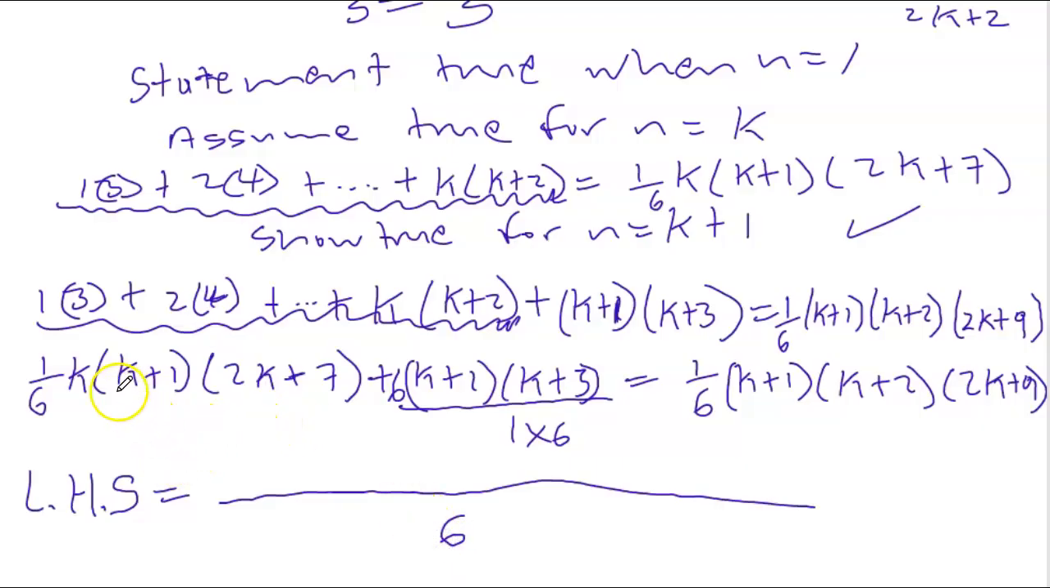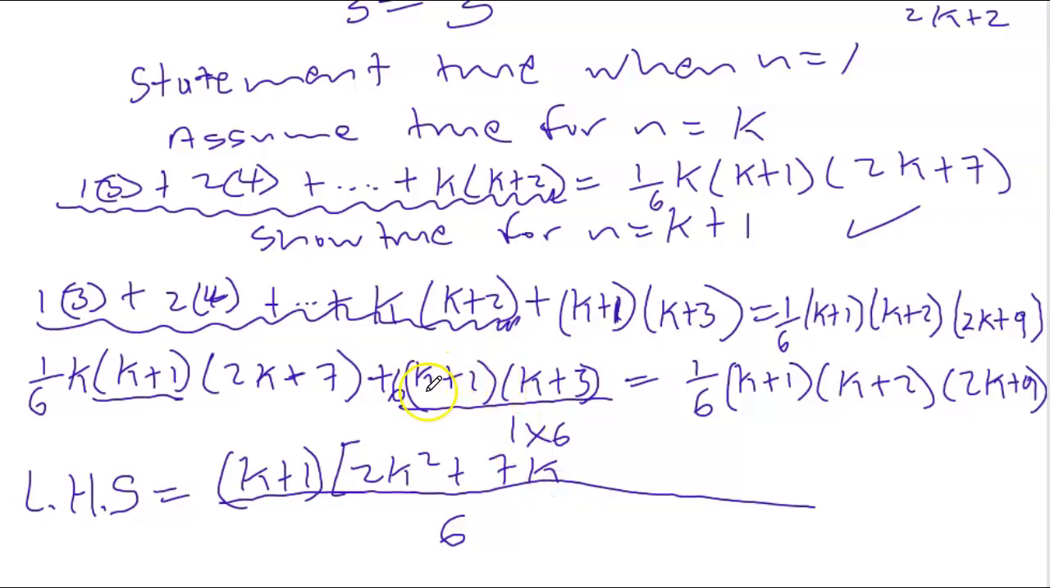And of course, a common factor here is k plus 1. So I'm going to factor out k plus 1 from both terms. So k plus 1 factored. And if I factor out k plus 1 from this, what I'm left with is k times 2k plus 7. What is k times 2k plus 7? That's 2k squared plus 7k.